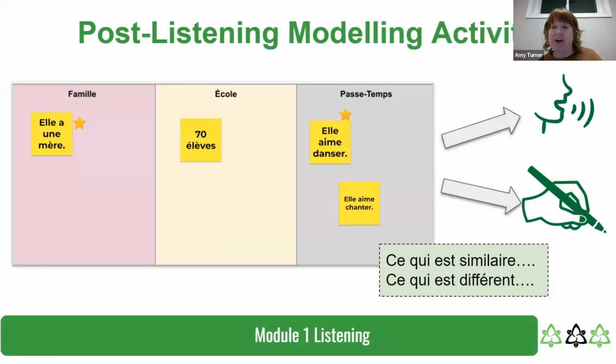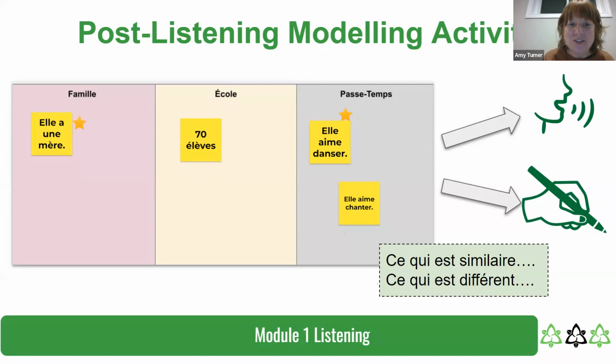Elle a une mère. Elle aime danser. Elle aime chanter, for instance. So that we start to have a model of the sentence structure that they're reading, that they can then maybe reproduce orally, that they can then write. And then to have students interact and be active with that, we might first do an activity where we compare.